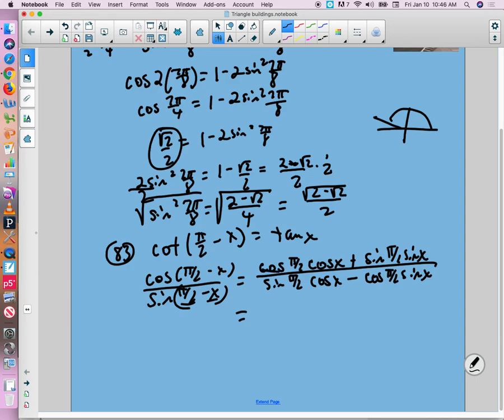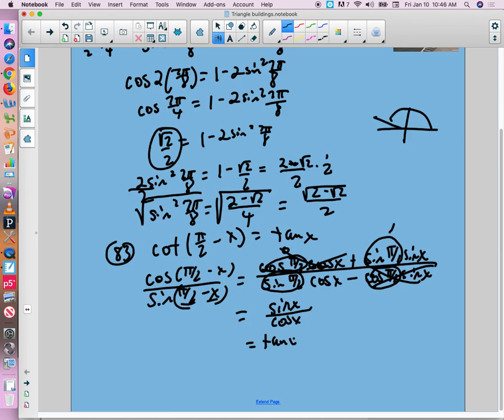All right, cosine of pi over 2 is 0, so it knocks this out. Sine of pi over 2 is 1, so I have sine on the top. On the bottom, the sine of pi over 2 is 1, so I have cosine on the bottom, because cosine of pi over 2 is 0 and knocks that out. And so I have tangent.